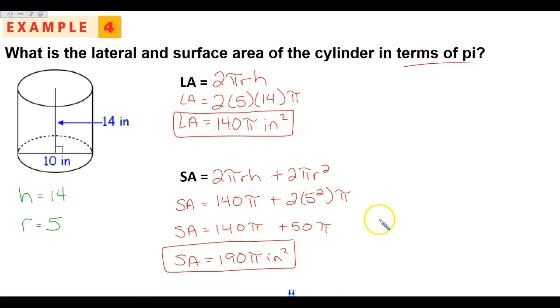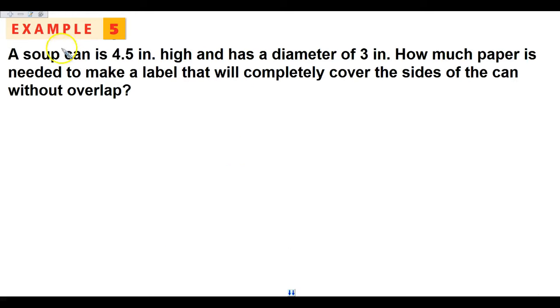All right, we have one more example here. We have that a soup can is 4.5 inches high, and a soup can is going to be a cylinder, so we know that my height is going to be 4.5. All we're going to need now is my radius. We're told we have a diameter of 3, so it's going to be 3 divided by 2, or 1.5.